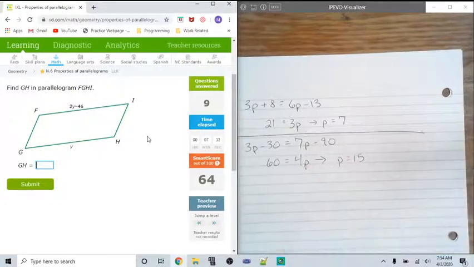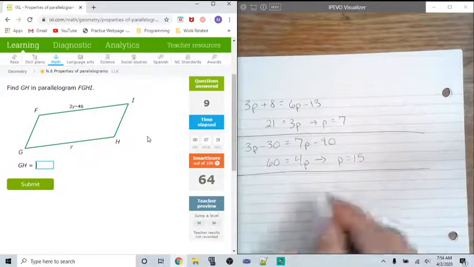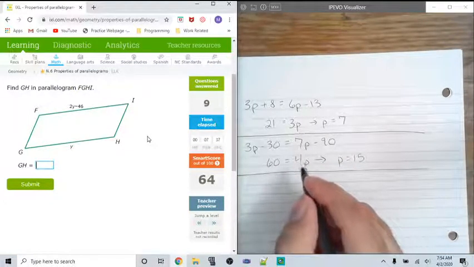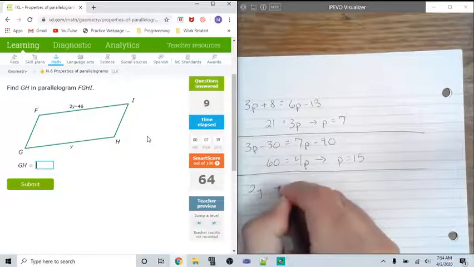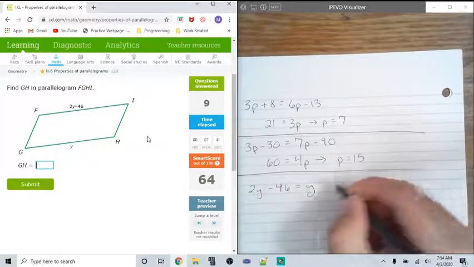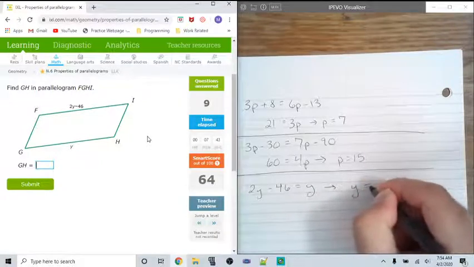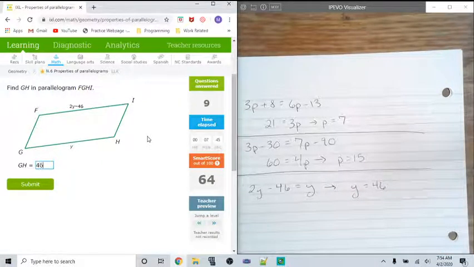All right, we're kind of getting to a point now where we hope they change it up. If they don't, maybe we'll just ride all the way to 100 on the smart score here. We have 2y minus 46 equal to y. We'll subtract y from both sides, we'll add 46 to both sides, and we get 46 here.